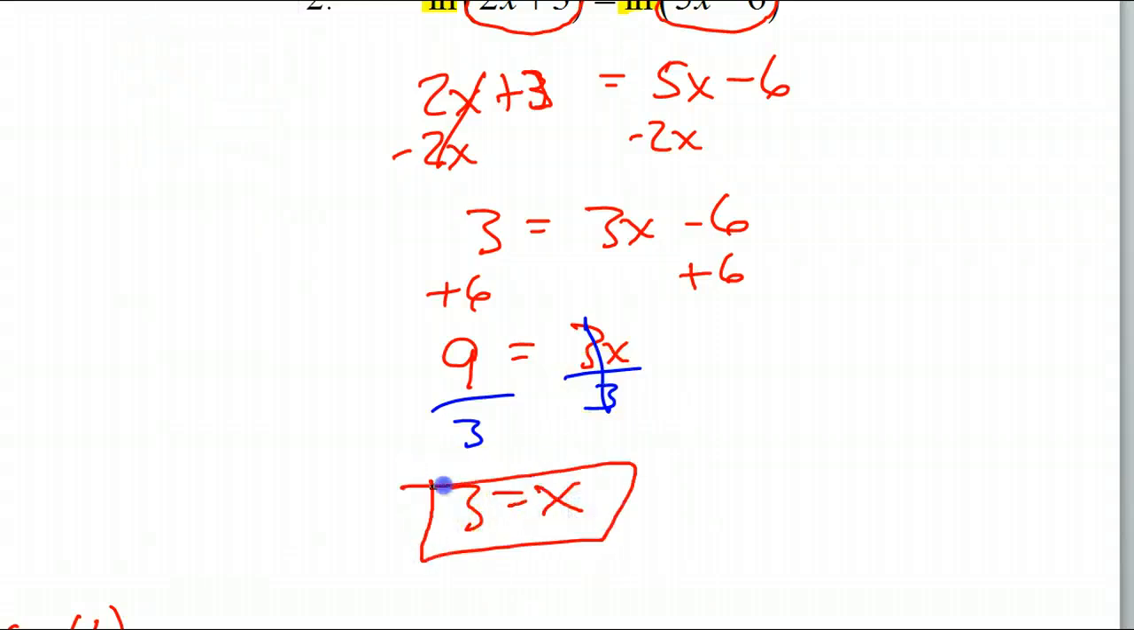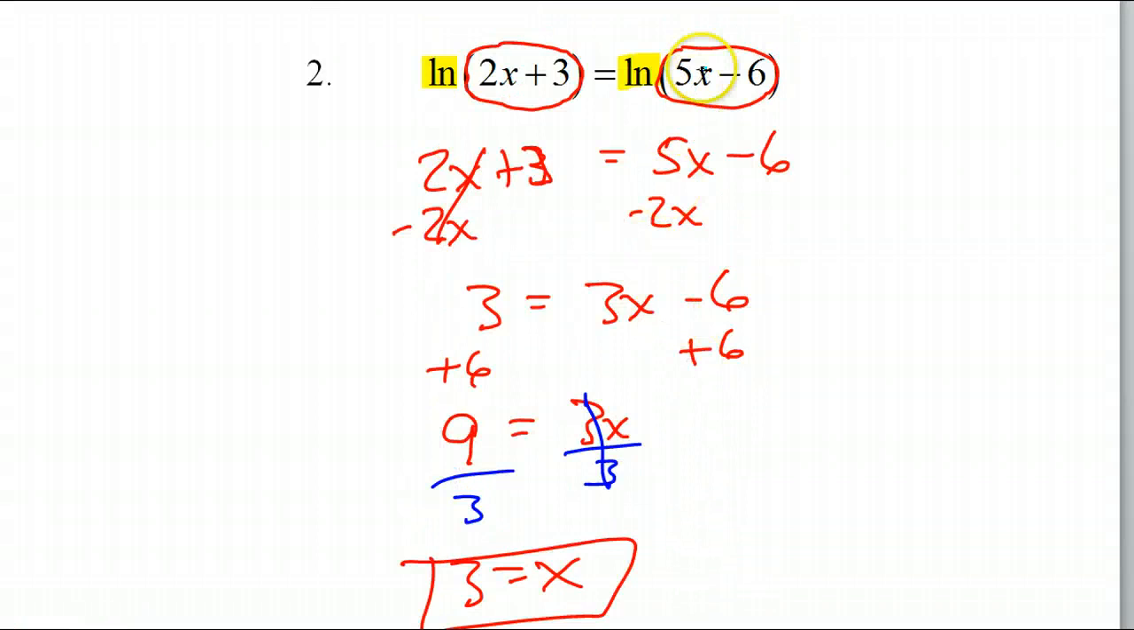Now this is probably the answer, but take a peek and make sure it's not going to give you a negative result. 2 times 3 is 6, plus 3 is 9, that's okay. 5 times 3 is 15, minus 6 is 9, so that's okay.